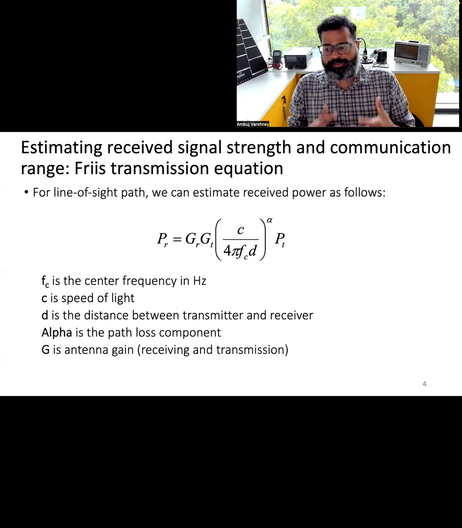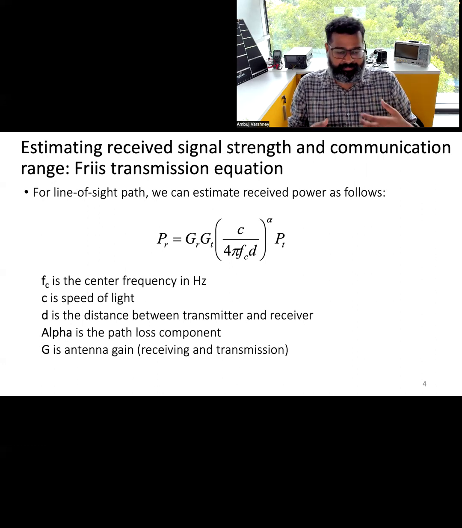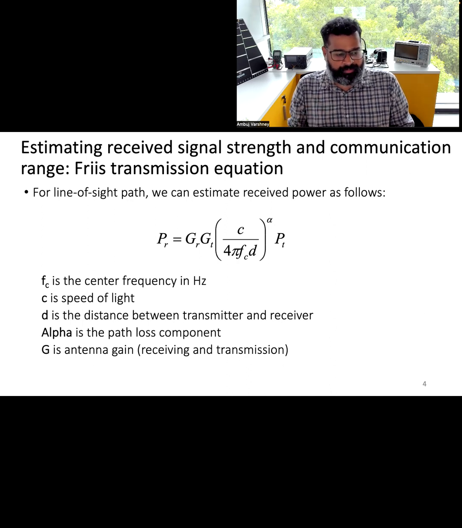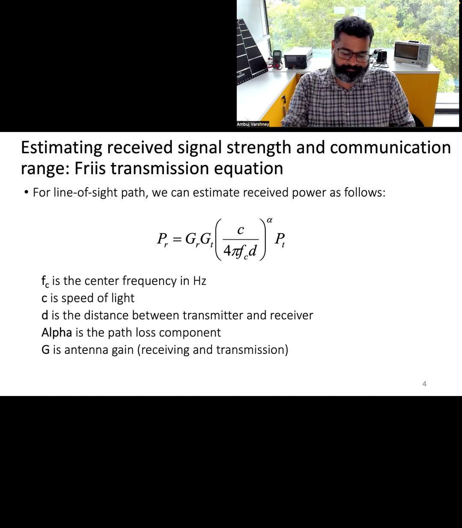This equation also has several constants that can be used to account for additional factors that affect the strength of the signal, for example, the environment. So in this formula, Fc is the center frequency of the radio waves that are used for communication, and it's typically in hertz. C is the speed of light. D is the distance between the transmitter and the receiver device. Alpha is the path loss component, and G is the antenna gain. And we have separate antenna gains for the transmitting and the receiving device.